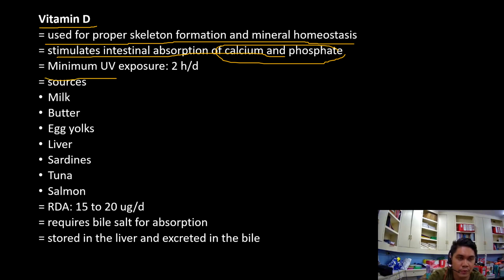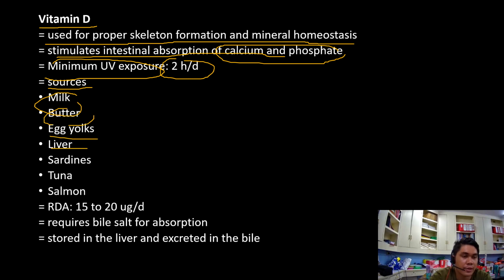Minimum sunlight exposure is 2 hours per day to prevent vitamin D deficiency. And vitamin D is not present in sunlight. The function of sunlight is to promote the formation of active vitamin D. Okay, so for sources, you have supplementation, and that's artificial. For natural, you have milk, butter, egg yolks, liver, sardines, tuna, and salmon. And the RDA is 15 to 20 micrograms per day. It requires bile salt for absorption, is stored in the liver and excreted in the bile.